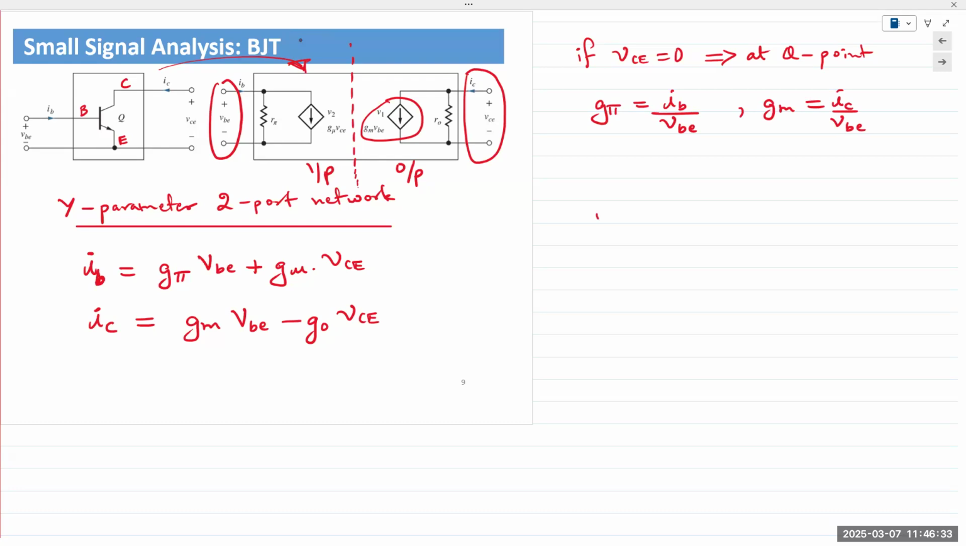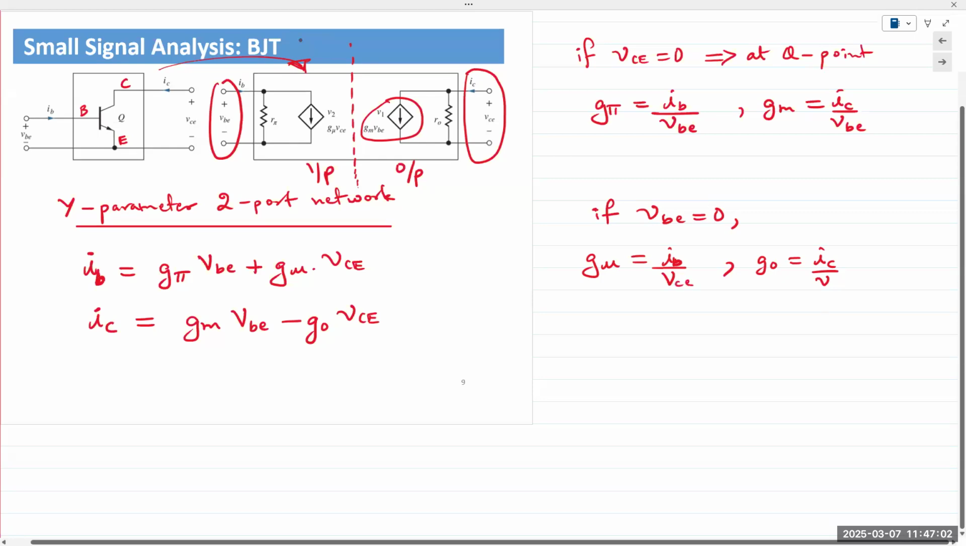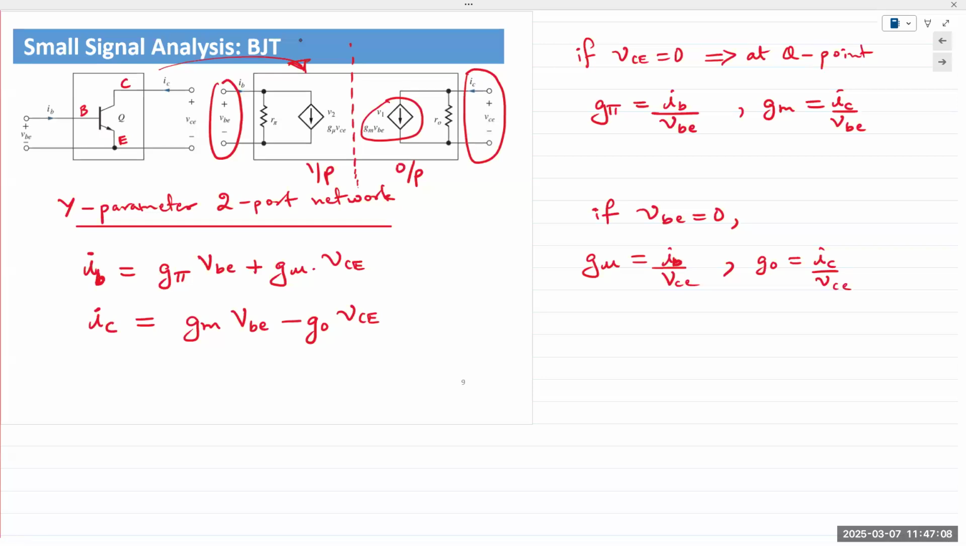And in the same equations, if I write VBE is equal to 0, then my equations reduce to g mu is IB over VCE, and go is IC over VCE. It's lowercase. Okay, these are all conductances.